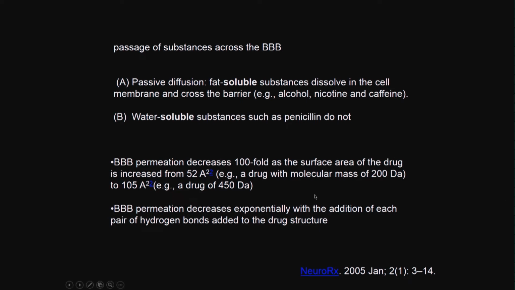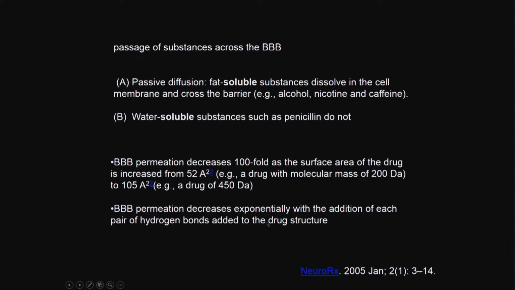BBB permeation decreases exponentially with the addition of each pair of hydrogen bonds added to the drug. So, if you keep adding hydrogen bonds, of course, you are increasing the hydrophilicity of the molecule, so the permeation decreases exponentially. These are taken from this reference. So, what are the drugs that cross the BBB?